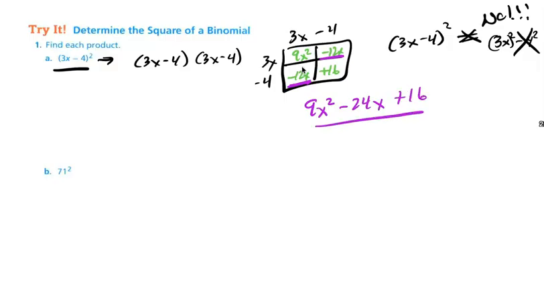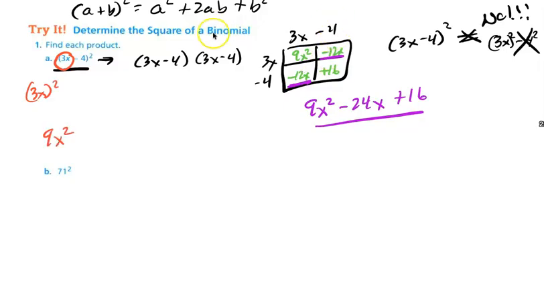Now you could have done that, or you could have done the formula. If you forgot the formula, we just talked about it, write it right here. It is a squared plus 2ab plus b squared. So how does that work in here? I'm going to square this guy. So 3x squared, that's 9x squared. And then we're going to multiply a and b.